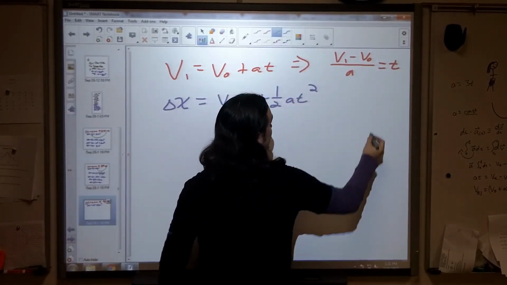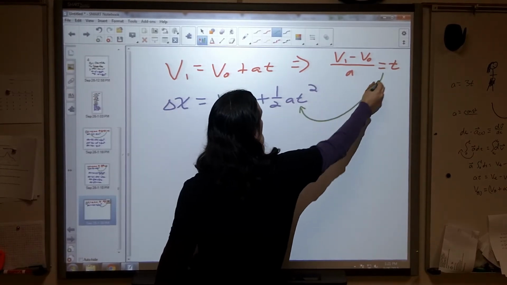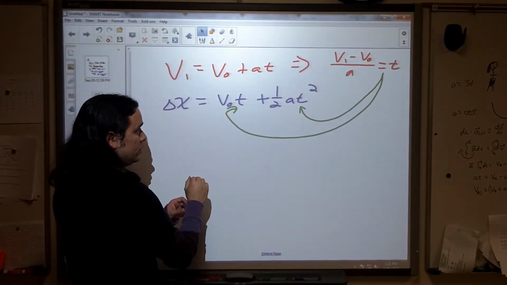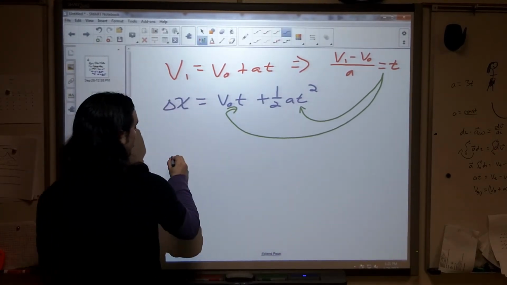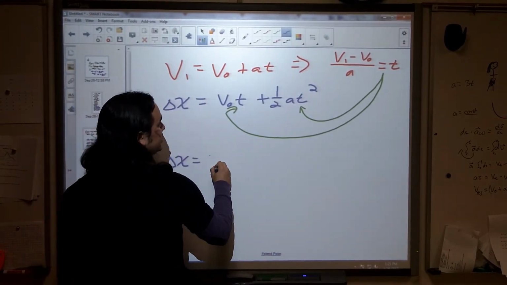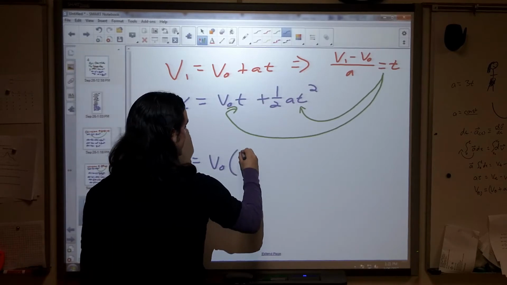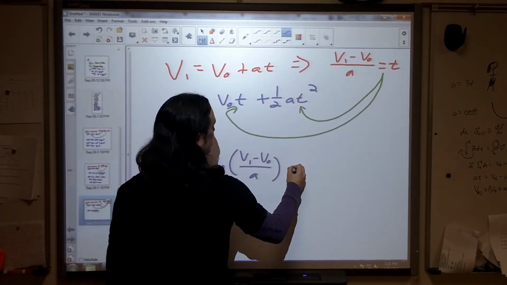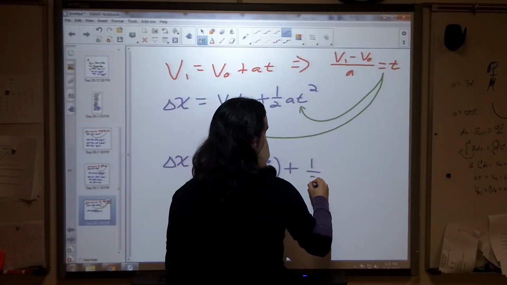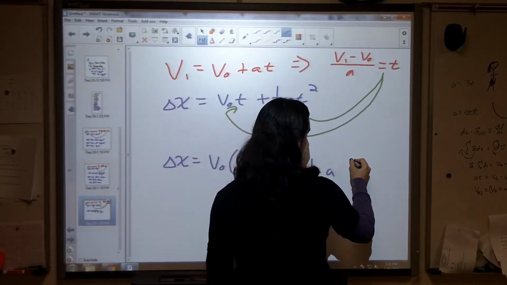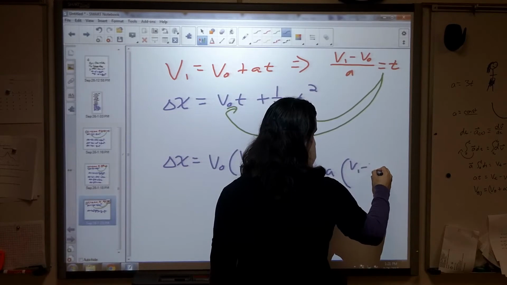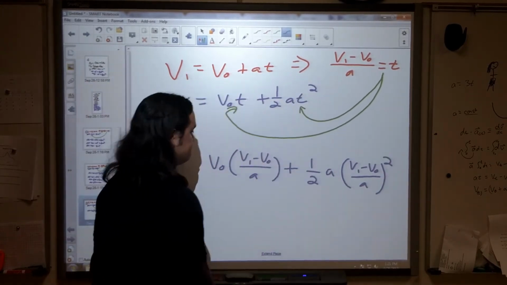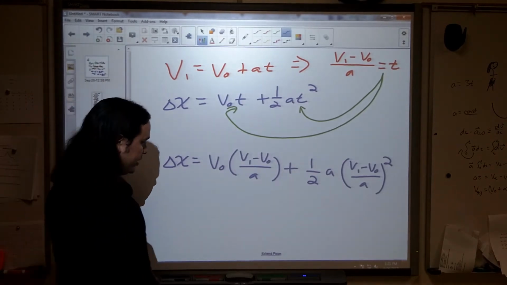I then plug those in to here and here. There might be an easier way to do this using some of the other equations, but might as well go with what we've got. Delta x equals v naught times v final minus v initial divided by acceleration plus 1/2 acceleration times, oh dear lord, v1 minus v naught divided by acceleration quantity squared. Yep, we're going to have to clean this up a little bit.